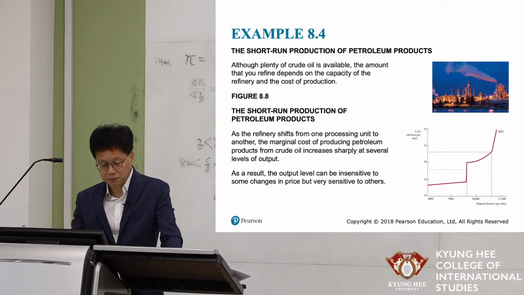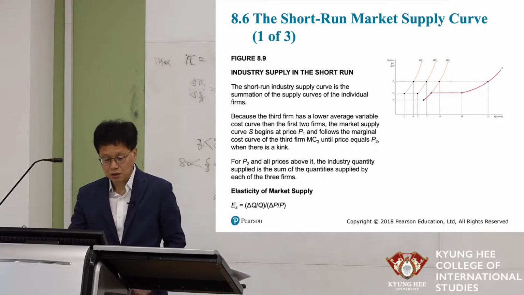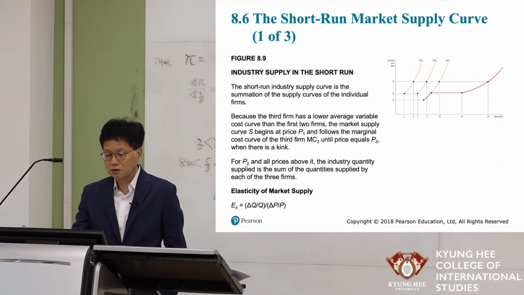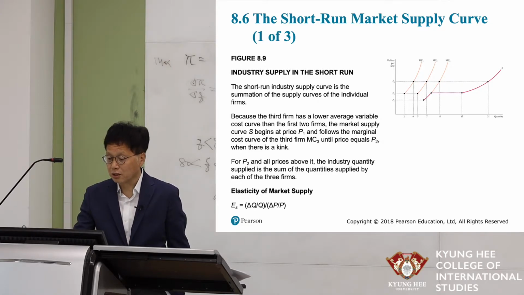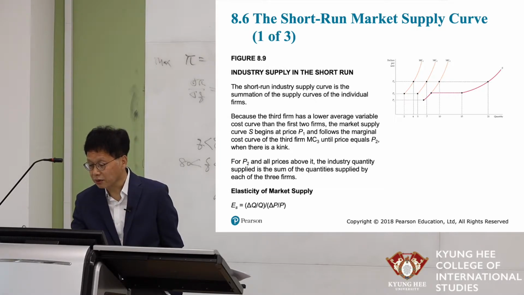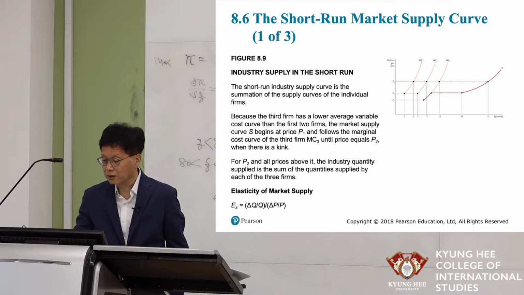Like this. And next we go to section 6, the market supply curve. Until now we studied the individual firm's supply curve. The market supply curve here is the summation of the individual firms' supply curves, or marginal costs, at each price. That is figure 8.9. Here there are 3 companies in the market.